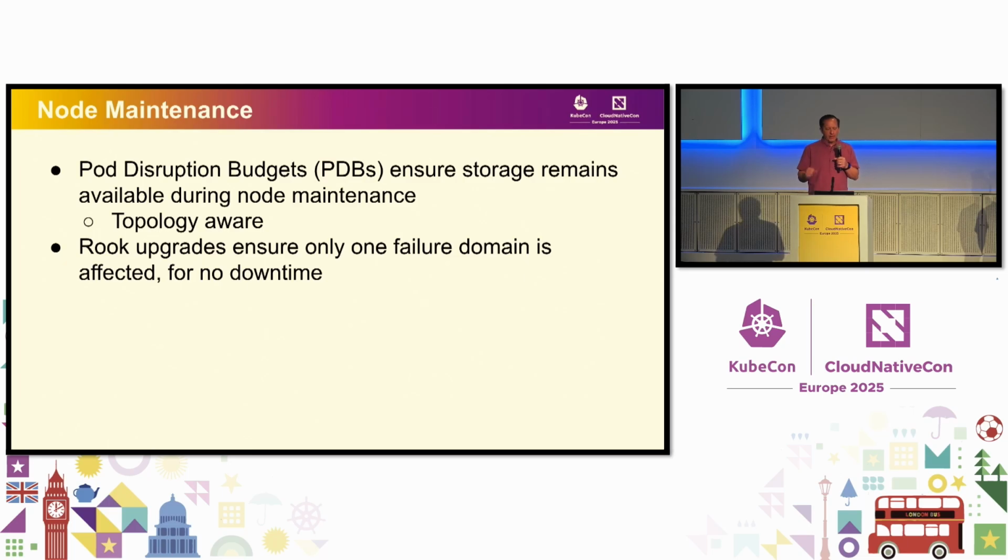Another type of maintenance is when you're upgrading. So if you're upgrading Rook itself, Rook will do it in a rolling manner. So rolling upgrades automatically so that you don't have any downtime, and it's only at most one failure domain affected at a time.